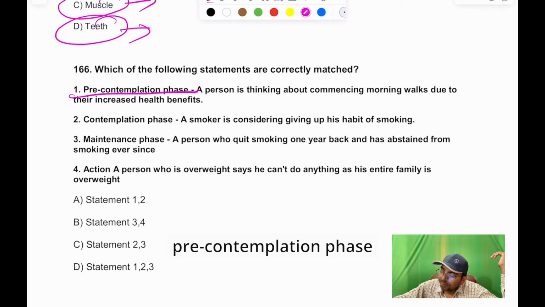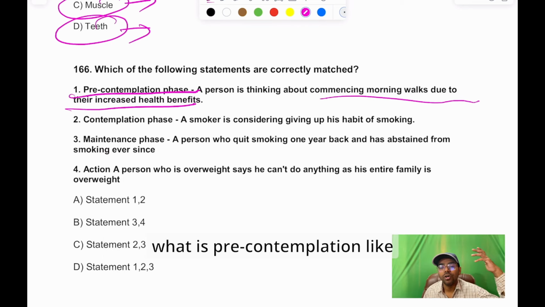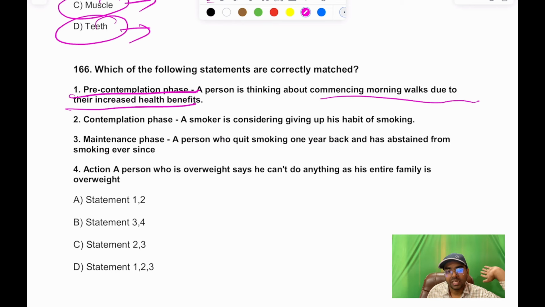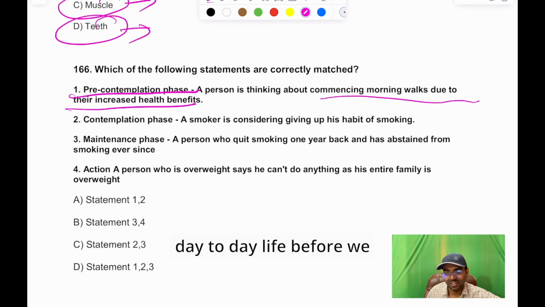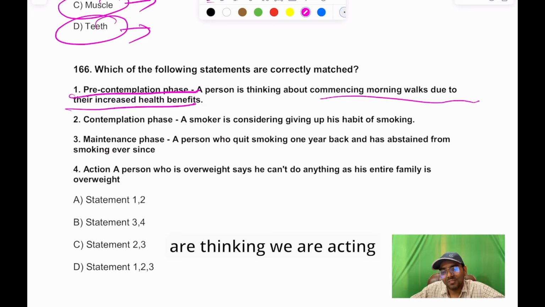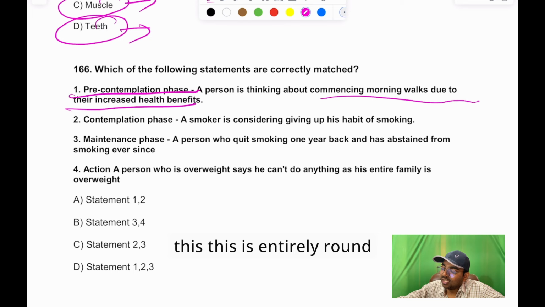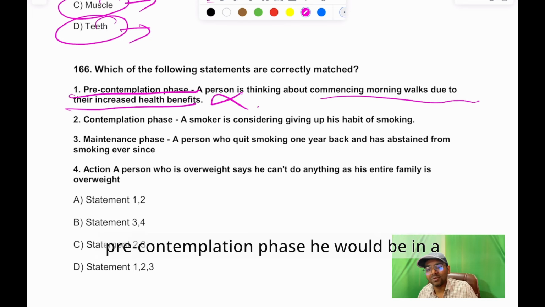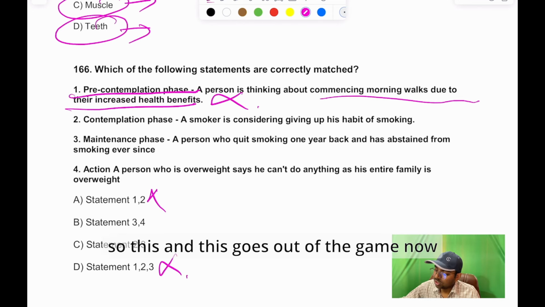166. Pre-contemplation phase: a person commencing morning walks due to the increased health benefit. Now, what is pre-contemplation? Pre-contemplation refers to before you are thinking, you are acting. Is it possible in our day-to-day life? Before we are thinking, we are acting. Then what is the use of contemplation? So again, this is entirely wrong. A person would think in the contemplation phase, not in the pre-contemplation phase. He would be in a very carefree environment. So statement 1 is wrong, so this and this go out of the game.